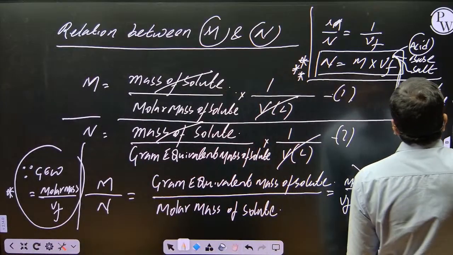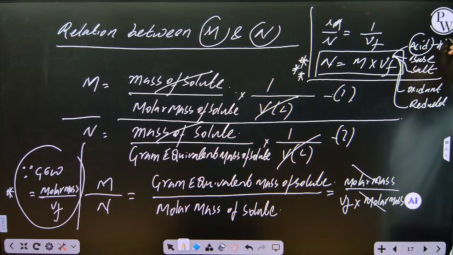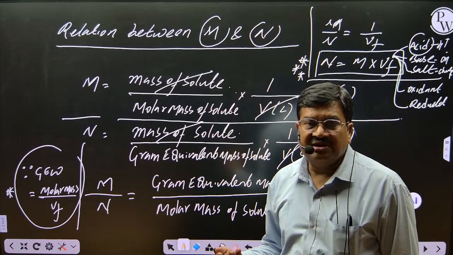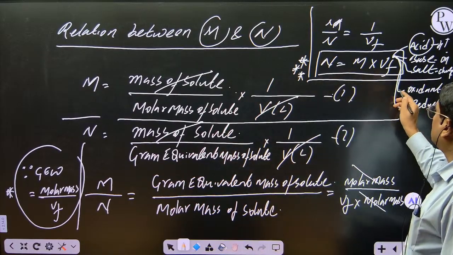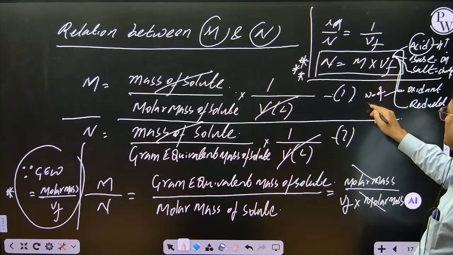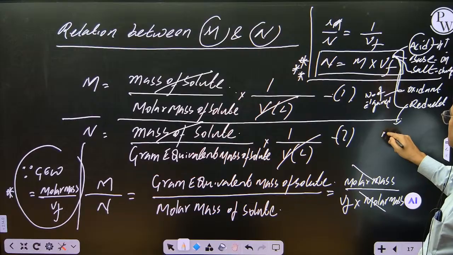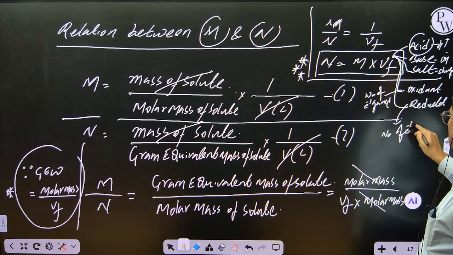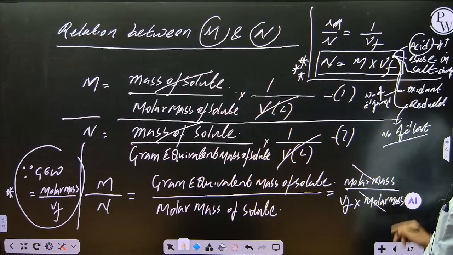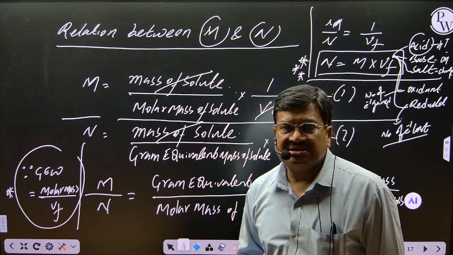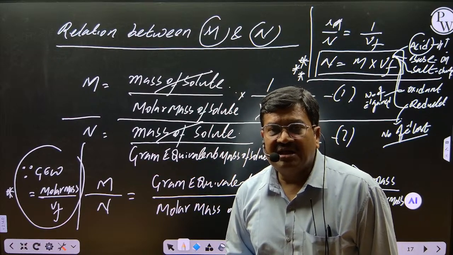Understood? If it is acid, you have to consider how many replaceable H plus. If it is base, how many replaceable OH. If it is salt, you have to take charge. If it is oxidizing agent, you know, the redox chapter, the one that acts as oxidizing agent will undergo reduction. Here number of electrons gained per 1 mole. Here number of electrons lost per 1 mole. So N factor will vary from substance to substance. Depending on the substance, we have to substitute the value of valency factor.